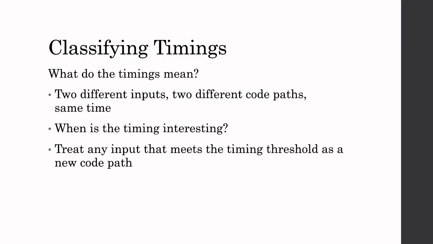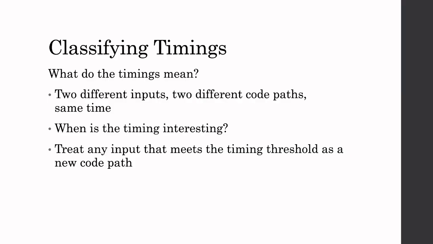So on to the third challenge. What do the timings mean when you're trying to classify the timings? Let's look at just a small example. What if you have two completely different inputs that both go down two completely different code paths, but these two code paths happen to do the same amount of work, taking the same amount of time to execute. So when you time the response, both of these inputs take the exact same amount of time. So how can you figure out when the timing is interesting and should be saved?